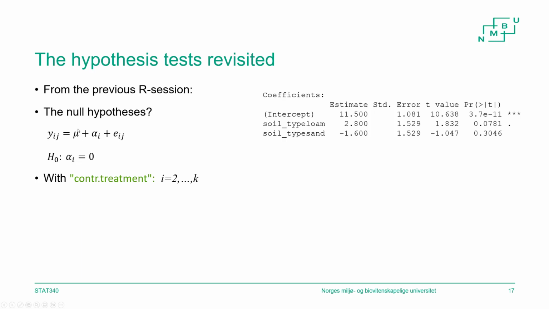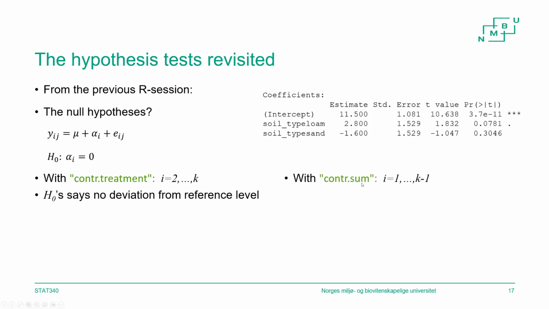It's the deviation from the response on level 1. And this is exactly what you see over here. So we can test if there is an effect of changing to one of the others that are not the reference. The null hypothesis says no deviation from the reference level if the null hypothesis is true. With this contrast sum setting, grand mean, notice i goes from 1 to k minus 1.